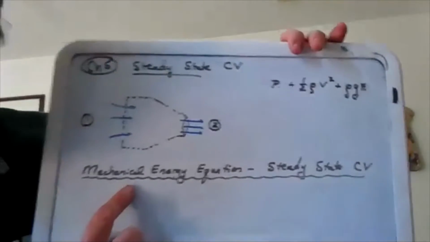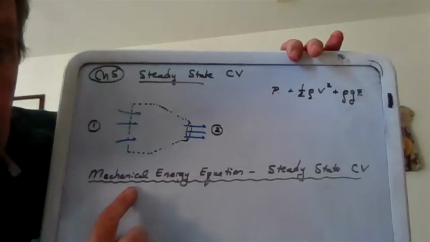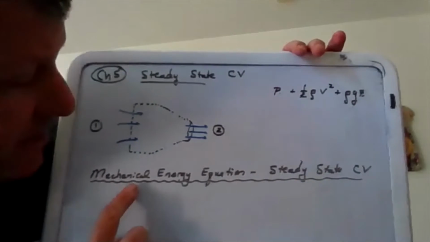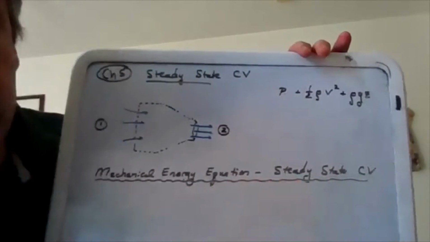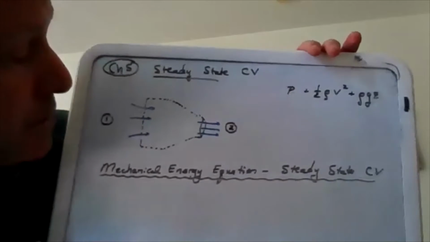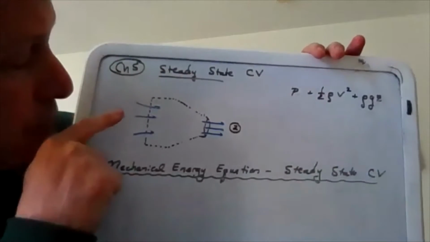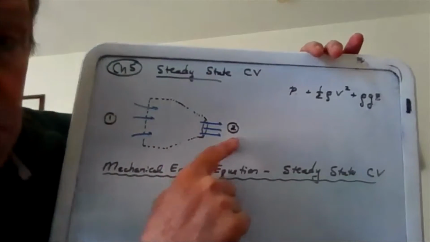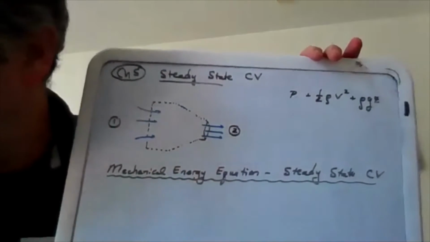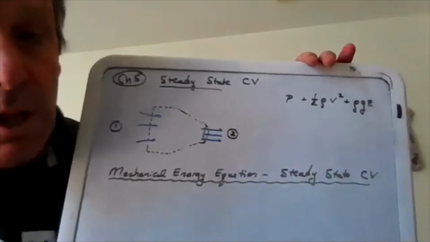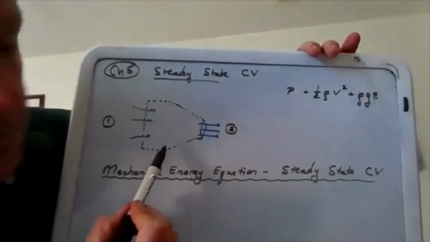So what we're going to do is derive or make sense of a mechanical energy equation for steady state control volumes. This represents some sort of arbitrary control volume and a fluid's going in there, and there's 2 and there's 1. Does energy at 2 equal energy at 1? Well, if we're back in chapter 3, that was the assumption we made.